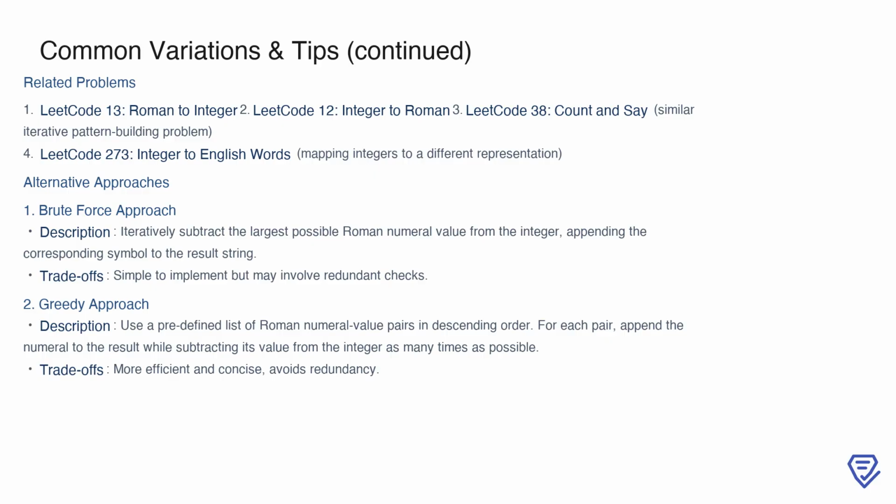A more refined option is the greedy approach. This involves using a predefined list of numeral-value pairs in descending order. For each pair, you append the numeral to the result as many times as possible while subtracting its value from the integer. This method is more efficient and avoids unnecessary redundancy, making it a popular choice.